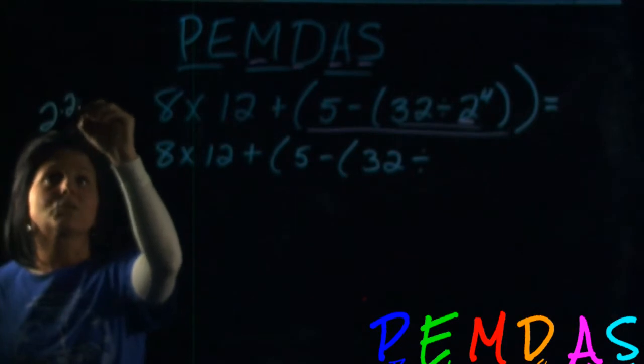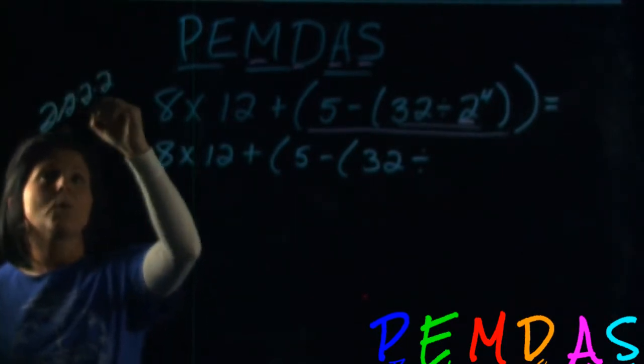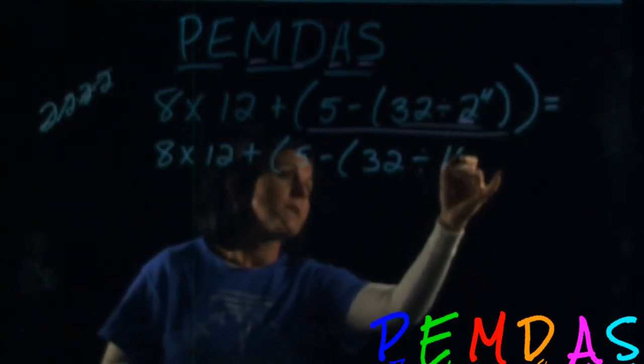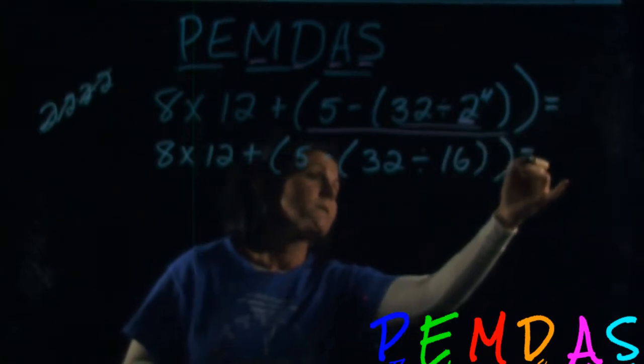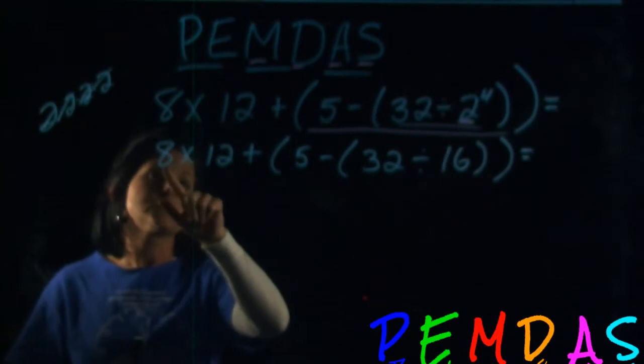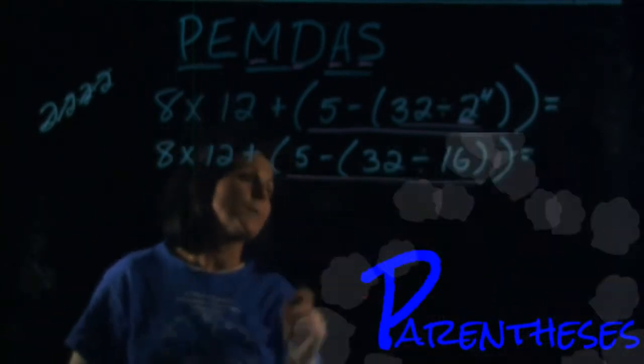So 2 to the 4th is 2 times 2 times 2 times 2, which we know 2 times 2 is 4, 4 times 2 is 8, 8 times 2 is 16. So I'm going to write 16, close parentheses, close big parentheses, equals. Again, I'm going to use my order of operations. I still have parentheses. I underline it so I know.